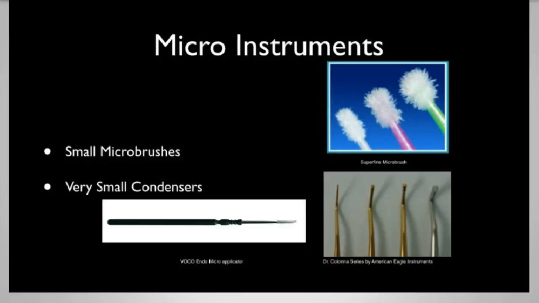And one of the things I really like is this little microbrush, this Endo Micro Applicator by Voco. It's a very fine-tipped applicator, a super fine microbrush. And once I acid etch tooth structure, enamel and dentin, I can take this fine microbrush in, go ahead and apply my adhesive properly, and then cure it, air thin it, and then cure it.